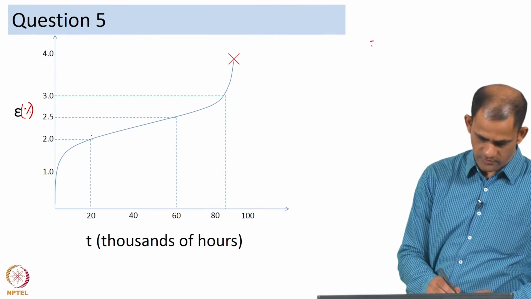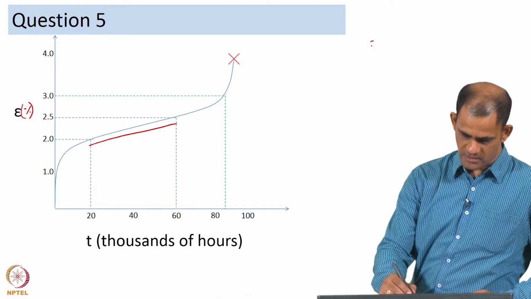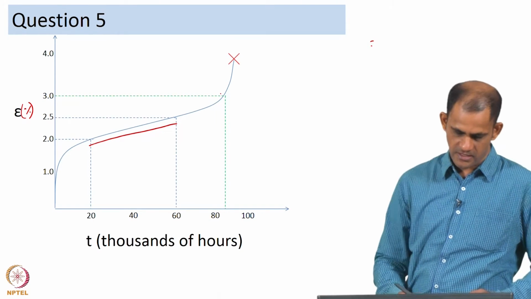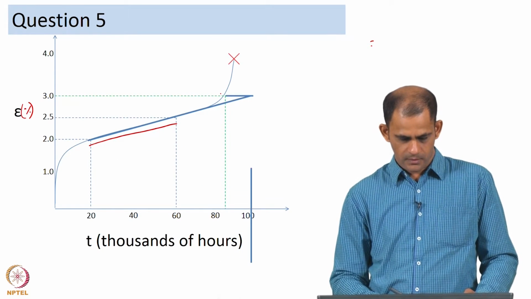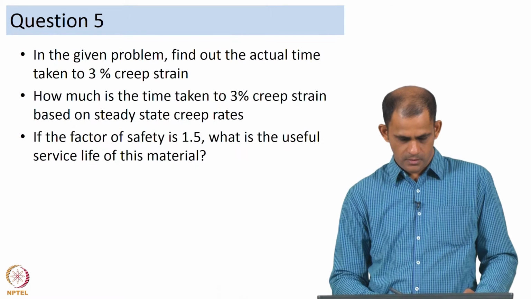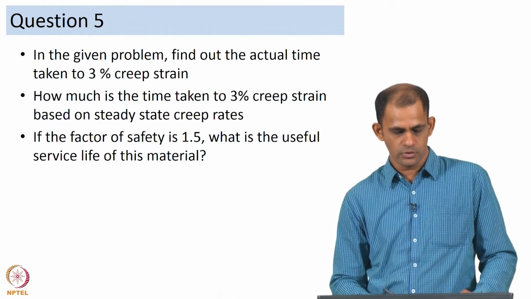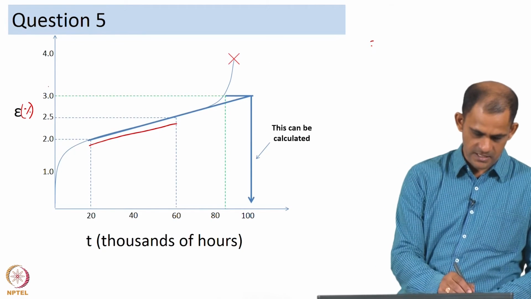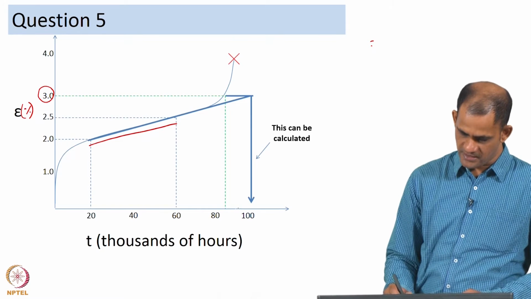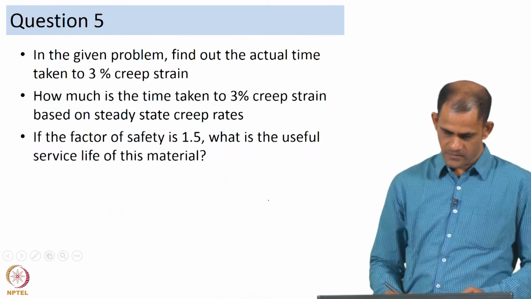So, the first two, if you see, this is in the steady state creep range, and at 3% the material is already in the tertiary creep range. The question is, in the given problem, find out the actual time taken to 3% creep strain. You can directly find it from the figure. It is around 85 hours approximately.